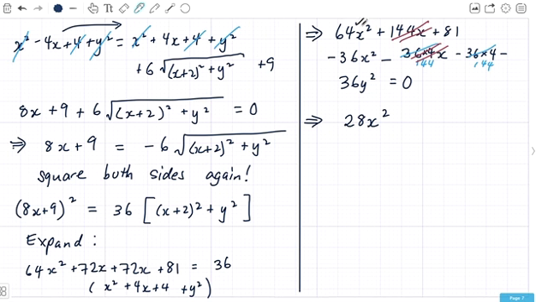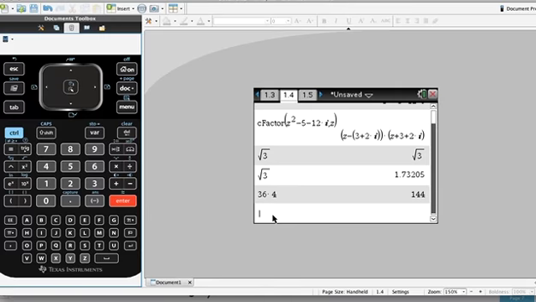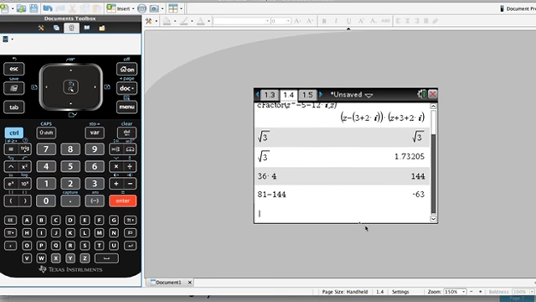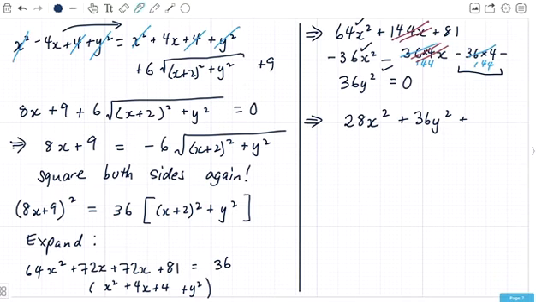28x squared, we've done those two. 36y squared, and you've got 81 as well. 81, and it's 81 take away 144. So let's check that out. Negative 63. Yep. Okay, so we've got negative 63. And just so you can see the real parts there, these parts, the real parts, that's negative 63. That all equals 0.